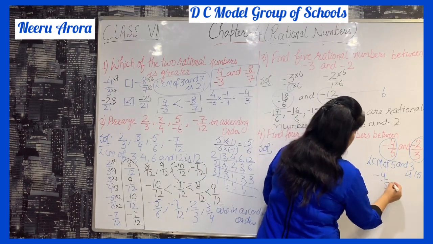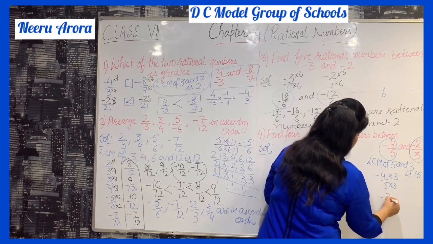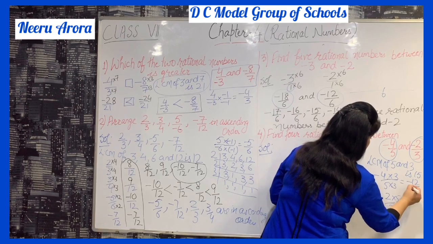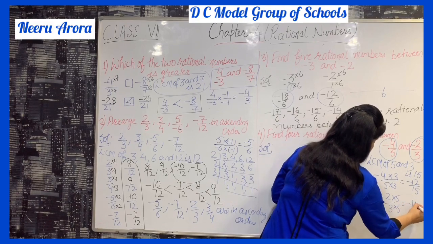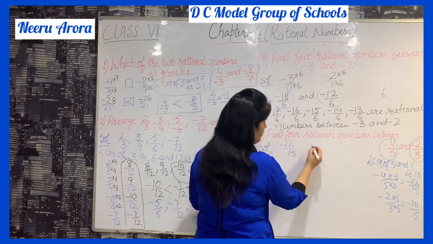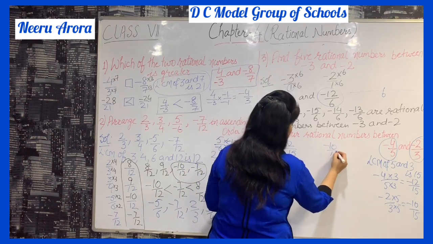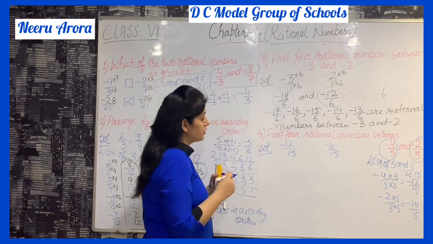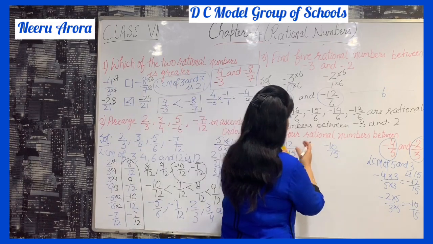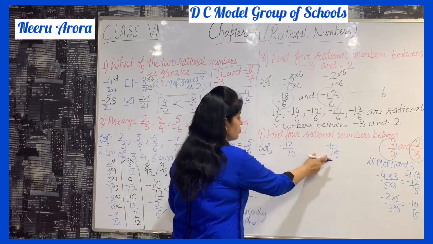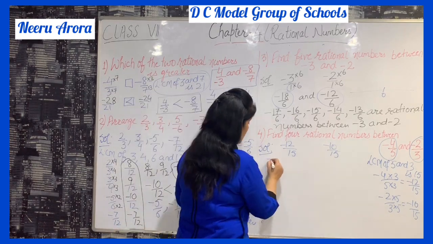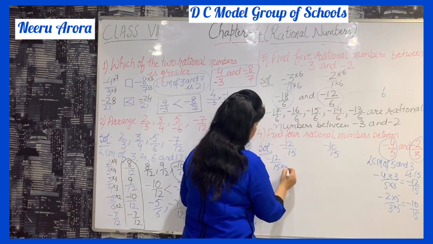So how can we express? Here we multiply by 3, in this we will multiply by 5. So what do we get here? Minus 12 by 15, minus 10 by 15. So we get two rational numbers. Now we want to find 4 rational numbers between these two rational numbers. With which number do we multiply? We multiply by 5.